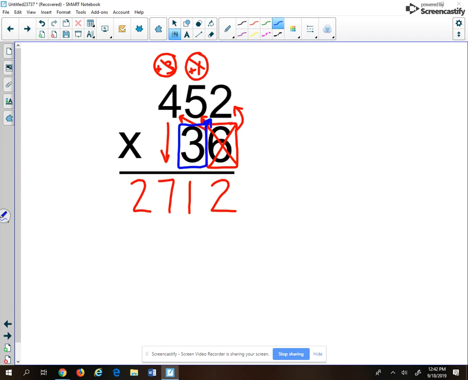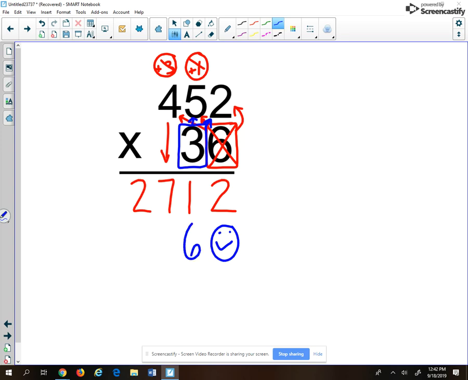But before I can put the 6 down here, I have to remember that because I'm actually multiplying by a 3 in the tens place, that's 30, we need to put a 0 down here, or as I like to say, a smiley face to hold the place. Okay, so then once again, 3 times 2 is 6, so my 6 is going to come here.